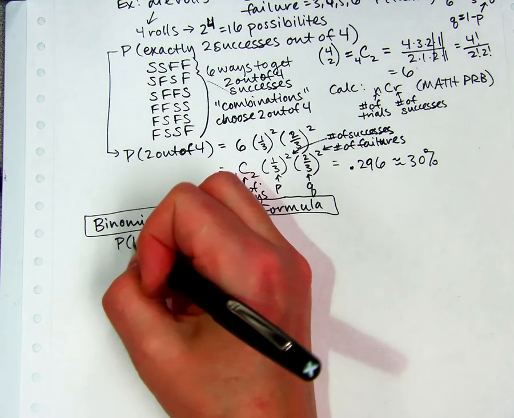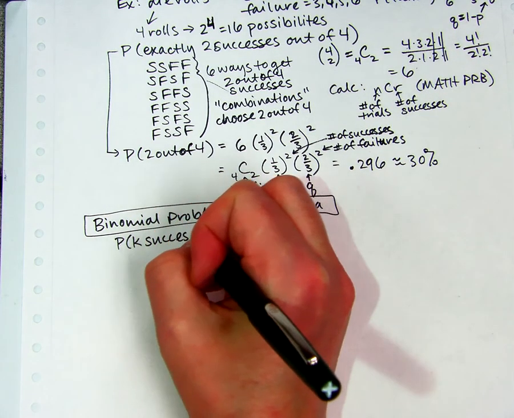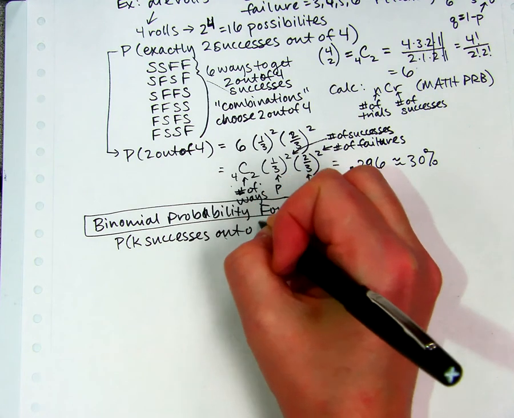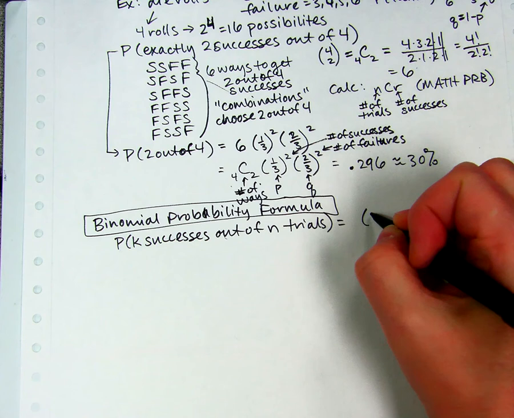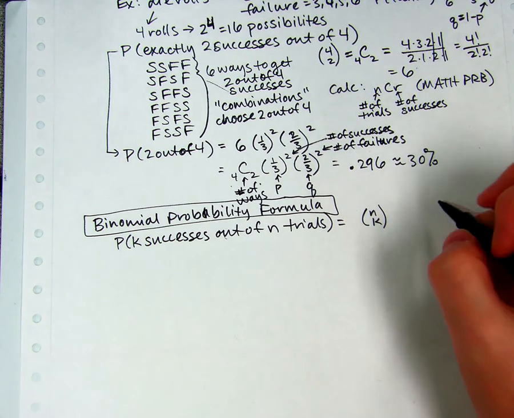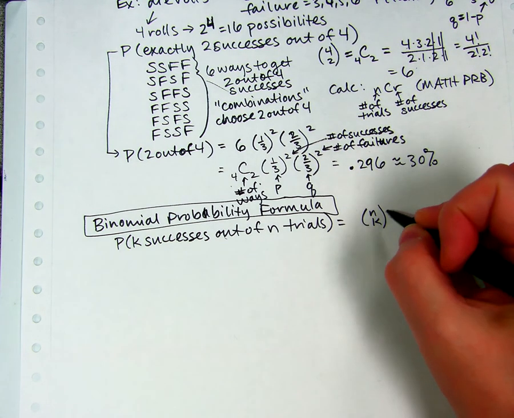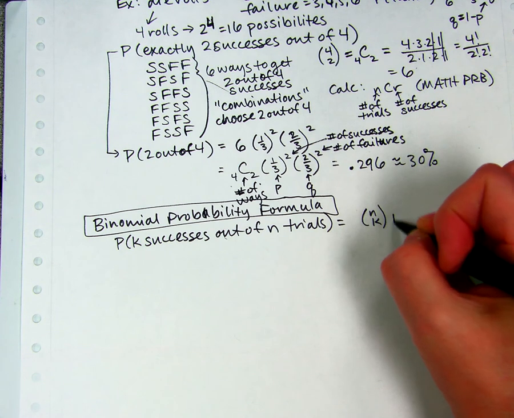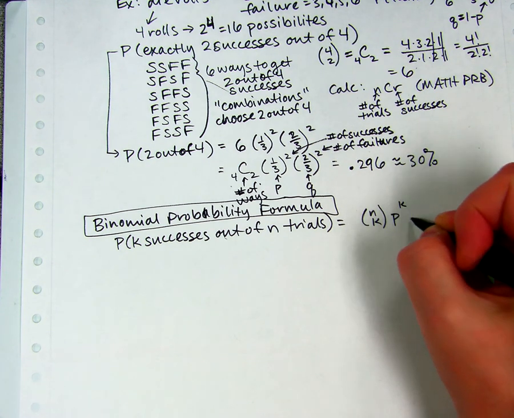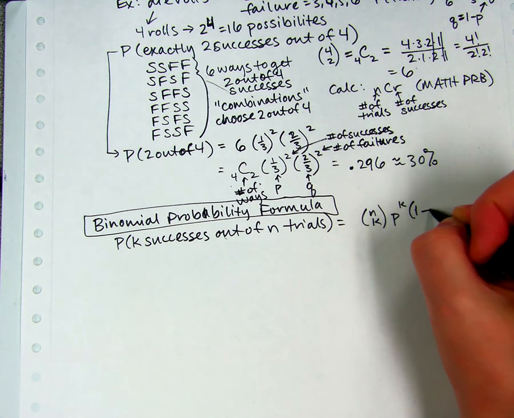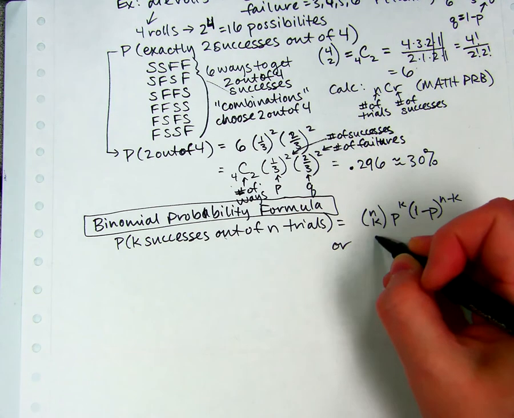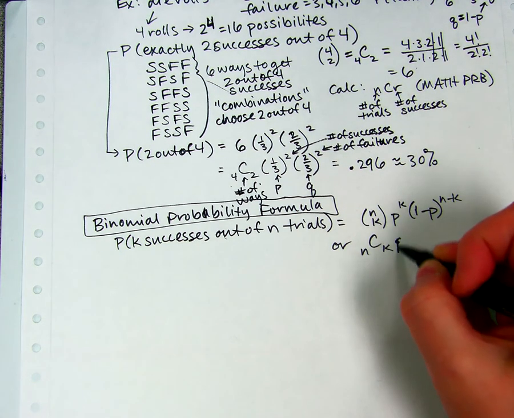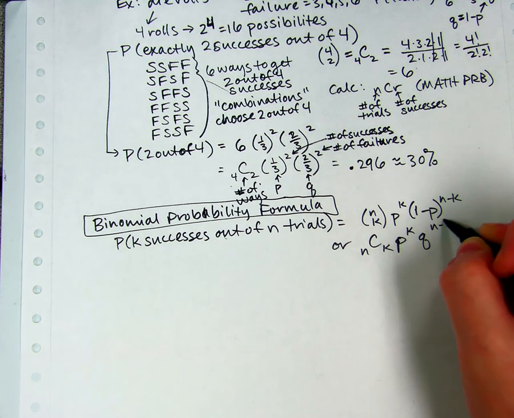So the probability of k successes out of n trials is, I'll use the notation that the book uses and the AP exam uses, and then I'll probably write it the other way also. So it is the number of ways it could happen times the probability of success to the number of successes, times the probability of failure to the number of failures. The number of failures is just n minus k. Or some people prefer this notation, and I like it better with a Q. It's a little bit shorter that way.